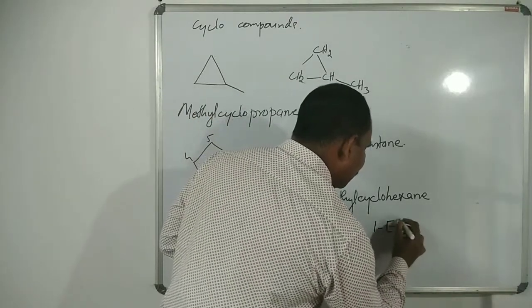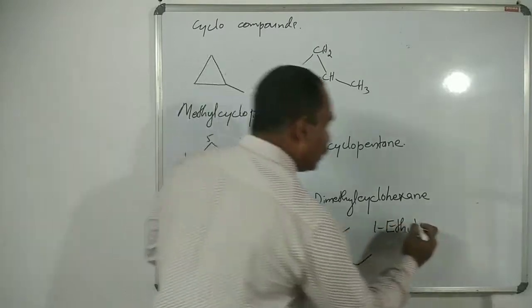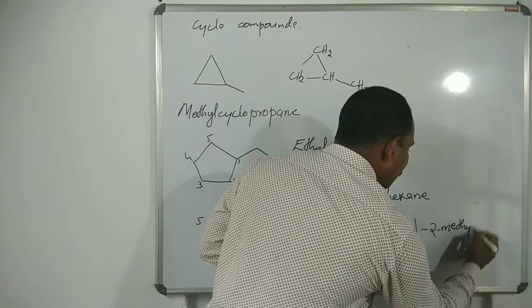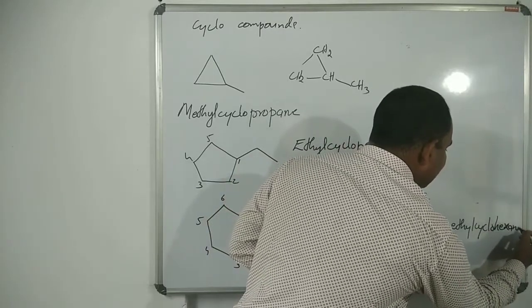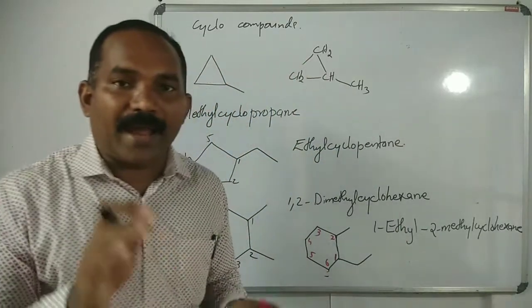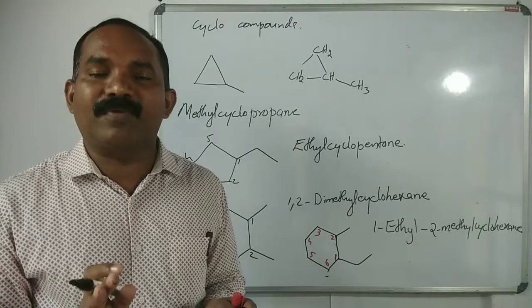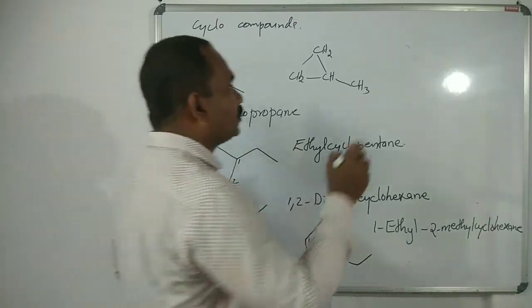Then 1 ethyl, first position ethyl, 2 methyl, cyclohexane. When identical positions come, we should follow the alphabetical numbering. Okay, then another one.